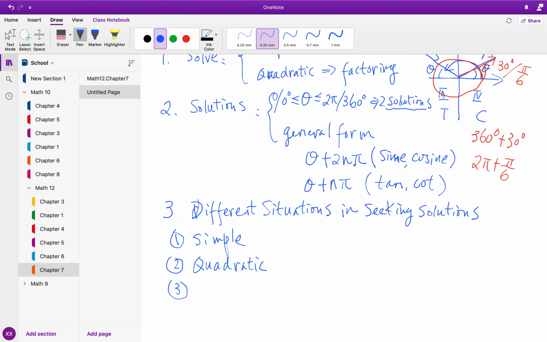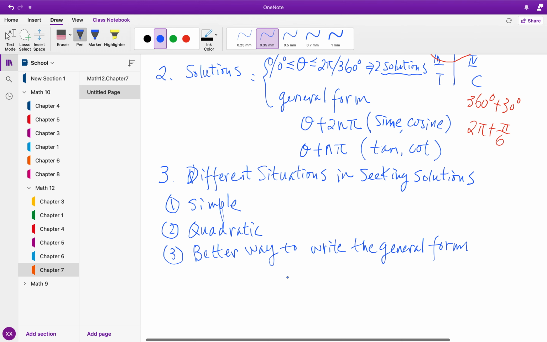All right, now the third way is the general form. You said 2n pi: if sine or cosine, always just add on 2n pi. And if it's tangent or cotangent, I need to write the general form and just add on n pi. Not that simple, because for some of the solutions, you can find a better way to write the general form. I'm showing you an example about what that means.